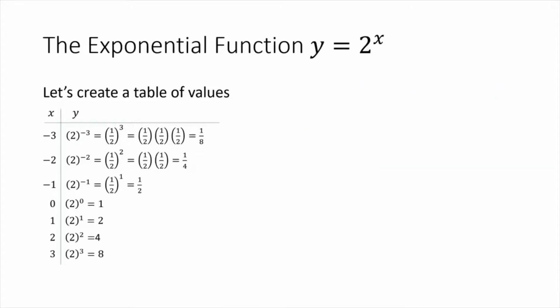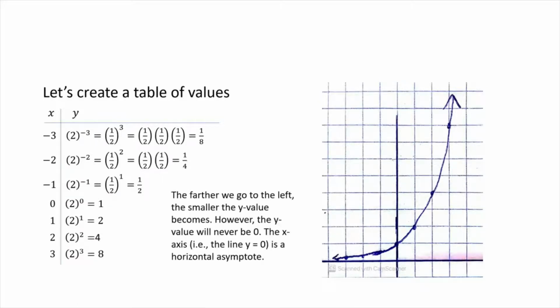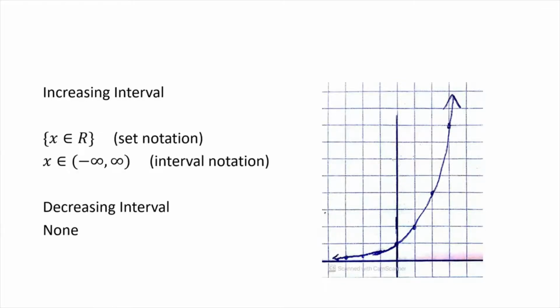Now let's talk about the exponential function y equals 2 to the x. It's important to recall this from last year. And y equals 2 to the x looks like this. The farther we go to the left, the smaller the y value becomes. However, the y value will never be 0. The x-axis is a horizontal asymptote. So our domain is x is an element of the reals. Our range is y is an element of the reals such that y is greater than 0.